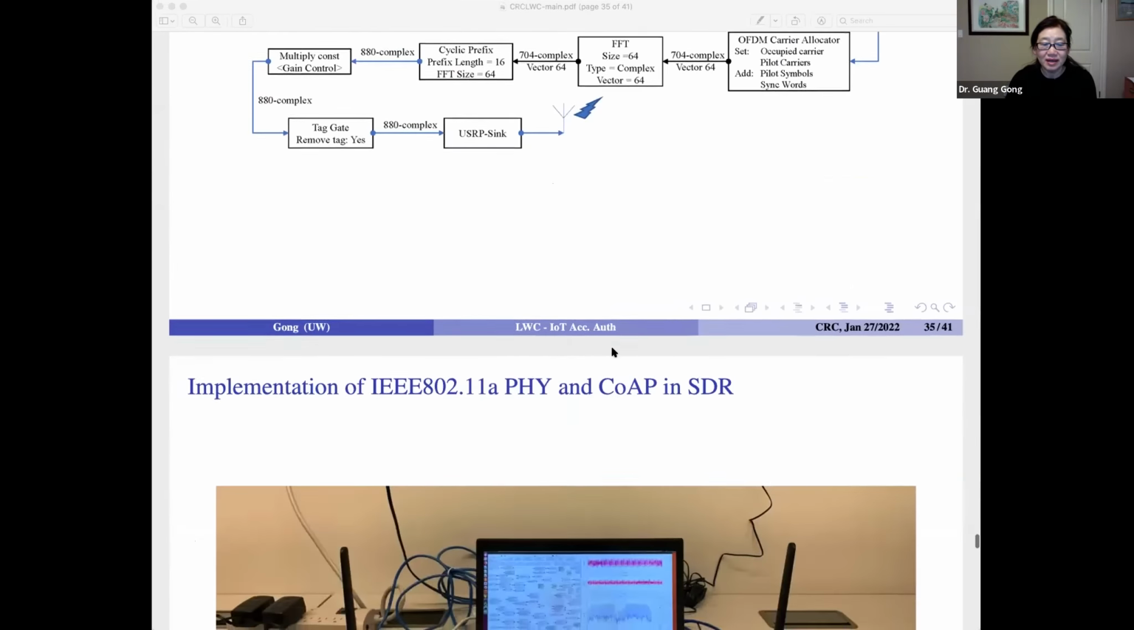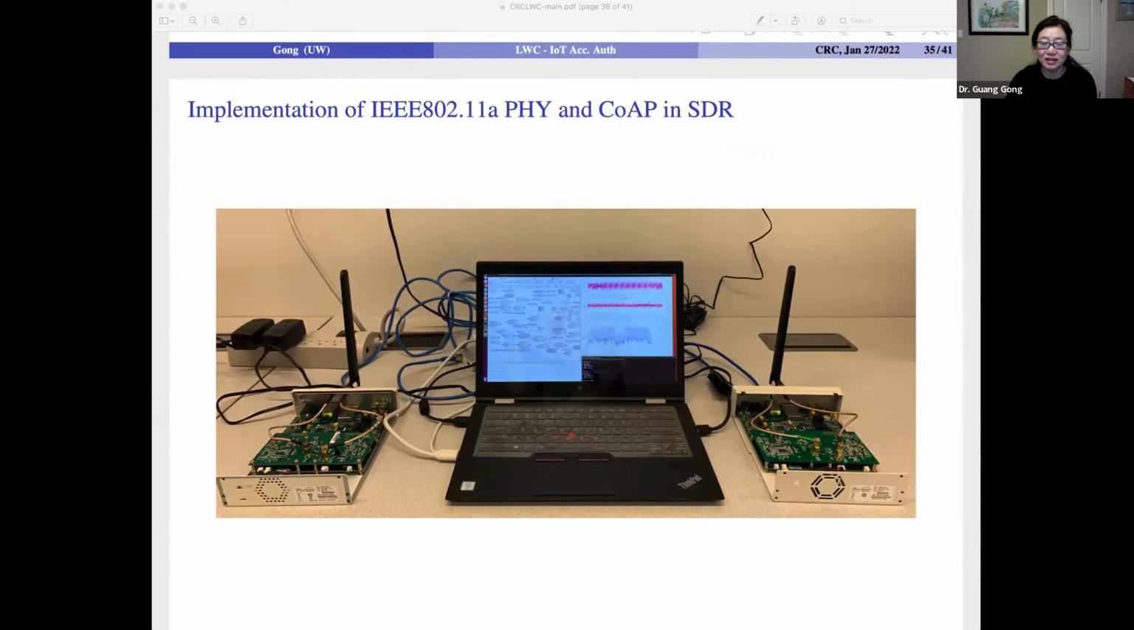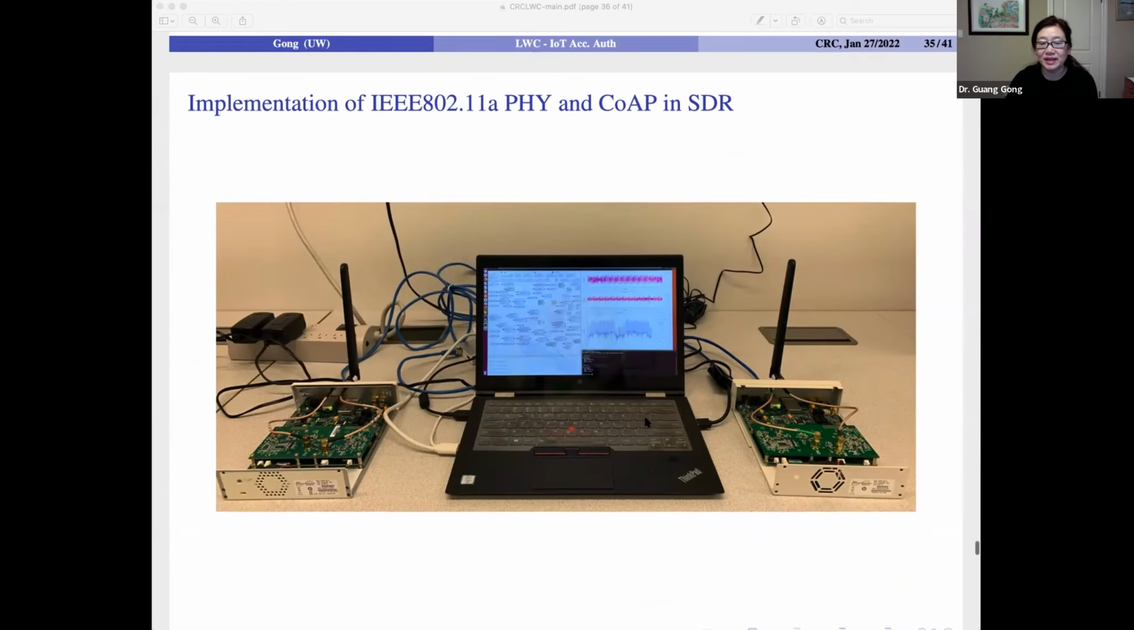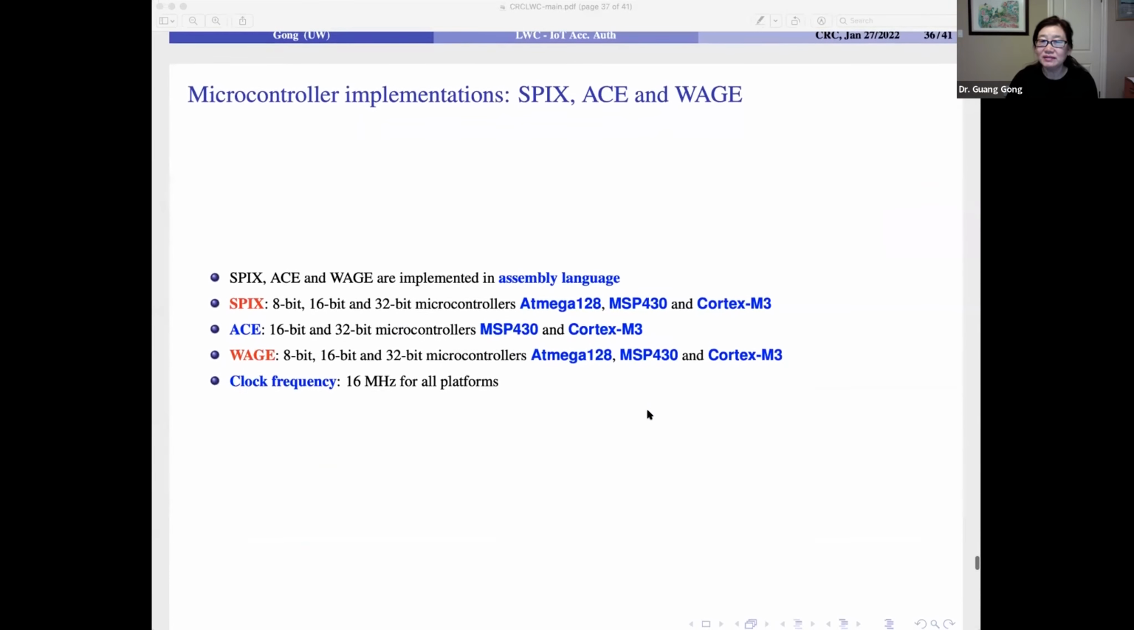Okay, so this is the environment. Basically these two software-defined radios, one on the left hand, another on the right hand. And then we collected those timings to the laptop to measure the timing. Then first, this is not hardware implementation. Now we need to have microcontroller implementation.